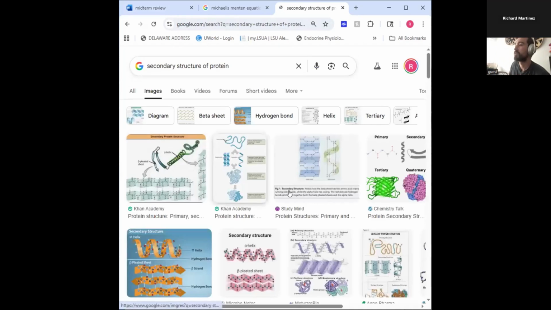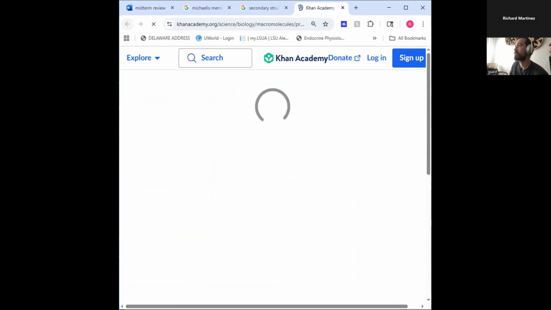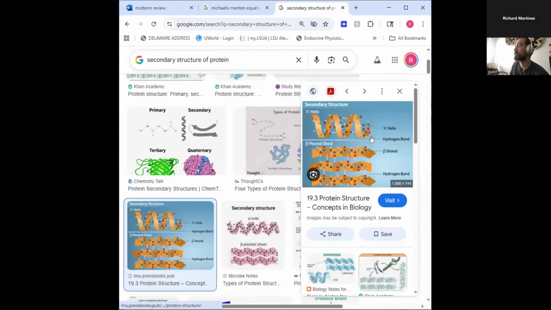We'll look for these. Oh, perfect. There's a little bit more detail. I like this. Okay, is the picture popping up? I guess it's not popping up. Oh, maybe I clicked on it too much.